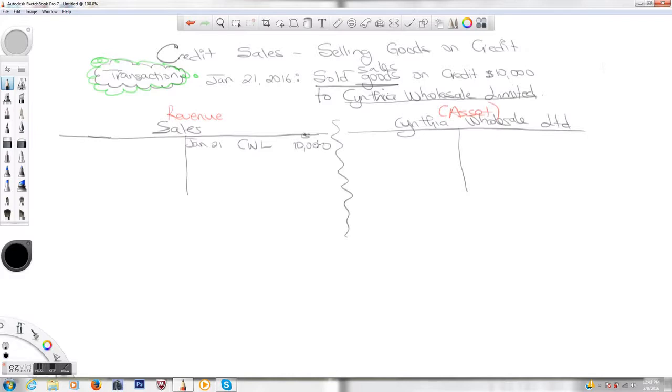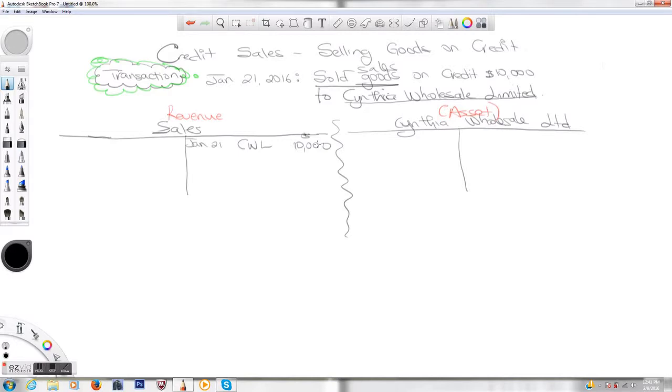Cynthia is our asset. We're selling her goods on credit. She's going to owe us money. Whenever money is owed to the company by somebody else, it's an asset in the business. But we know the category that Cynthia falls under. She is an accounts receivable, a debtor, right? Now, this transaction on the 21st of January 2016, the business selling some goods to Cynthia Wholesale Limited, will that increase the amount of money Cynthia owes us, or will that decrease the amount of money she owes us when we give her goods on credit? It will increase the amount of money that Cynthia Wholesale Limited owes us.